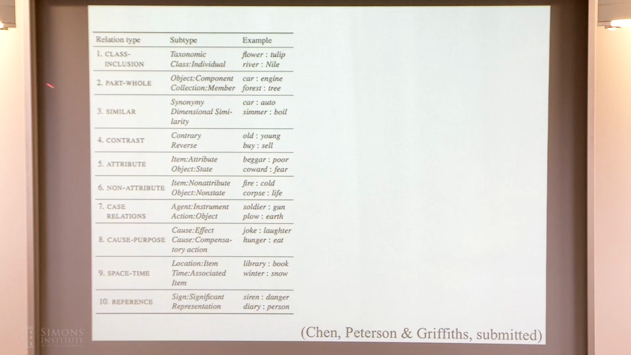What these relations are like: there are class inclusion relations, say the relationship between a flower and a tulip; part-whole relations like a car and an engine; similarity relations like simmer to boil; contrast relations, old to young; attributes, beggar to poor; non-attributes, fire to cold; case relations, soldier to gun; cause-purpose, joke to laughter; space-time, library to book; and reference, siren to danger. Okay? So these are the kinds of relations that we looked at.